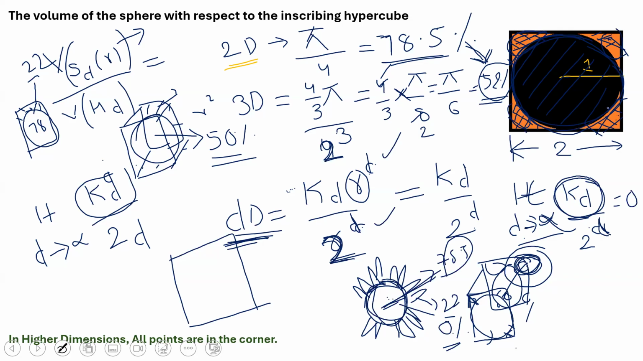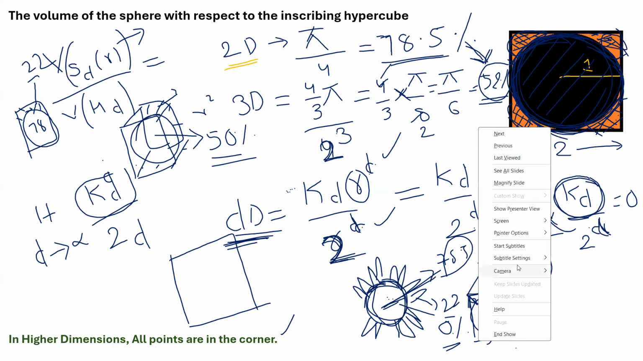This proof tells us in higher dimensions all the points are in the corner. The reason being we don't have any volume in the middle, right? The volume in the middle of this cube is 0. When we have 0 volume here, the only available space is these corners. Okay. So the only available space is those corners.